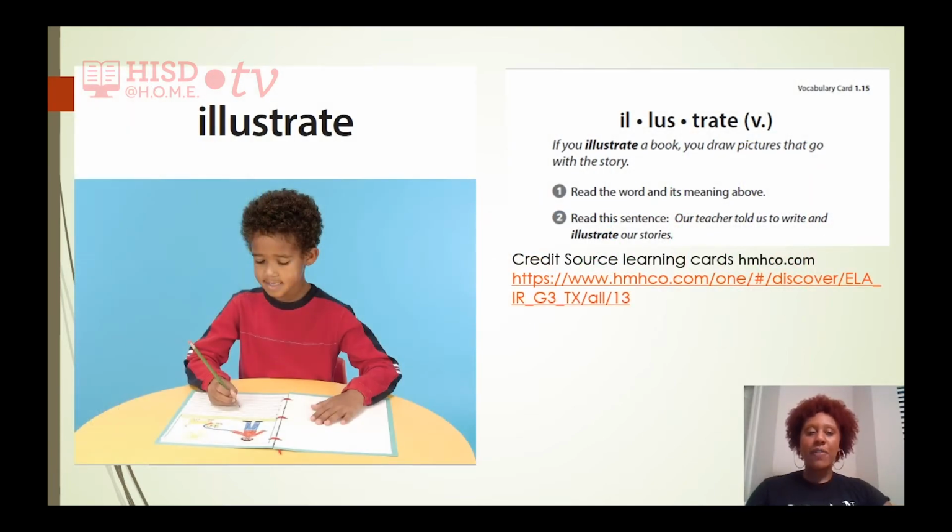Our first word is illustrate. If you illustrate a book, you draw pictures that go with the story. Our teacher told us to write and illustrate our stories.